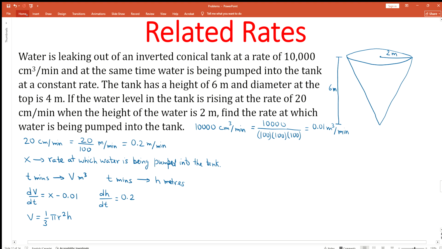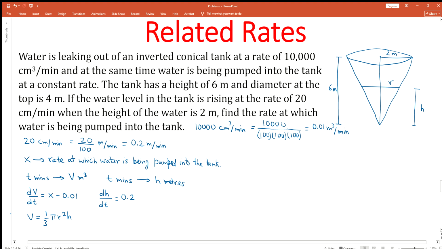In our diagram, we can show the water in the conical tank. At time t, the height of water in the tank is h. Let's assume at this time the radius of the water at the top is r.